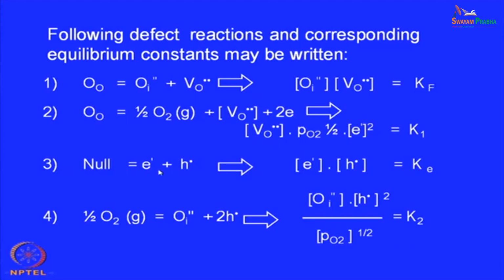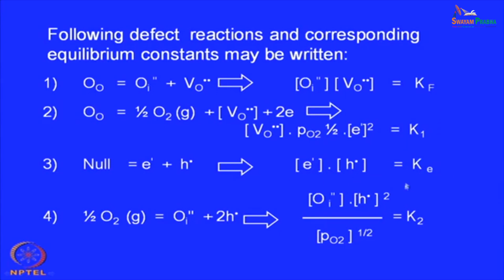So, this also will have a, what happened, this cursor is not moving. Oh, okay. So, this will also be another equilibrium constant.